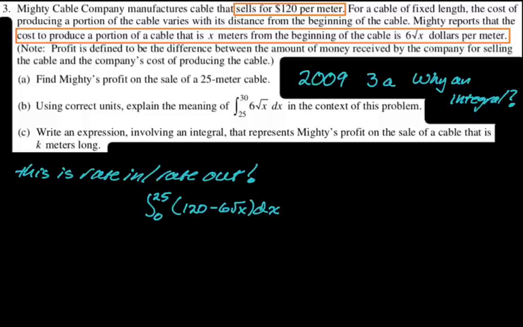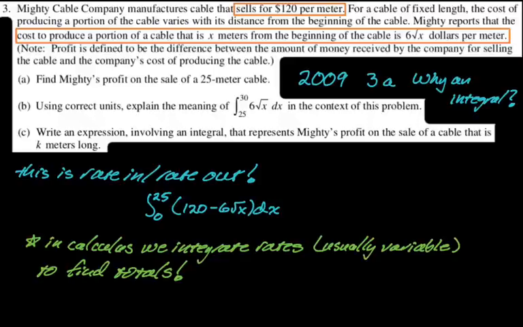So some people are confused and they're like, why can't I just plug in 25, I guess, to find the profit? I don't know why people think they can do that exactly, but I would say in calculus, we generally are going to be integrating rates, which usually have a variable, but they don't even need to, right? That 120 doesn't have a variable in it. We're still integrating it. We integrate rates to find total things, and I think some people got a little lost on that.